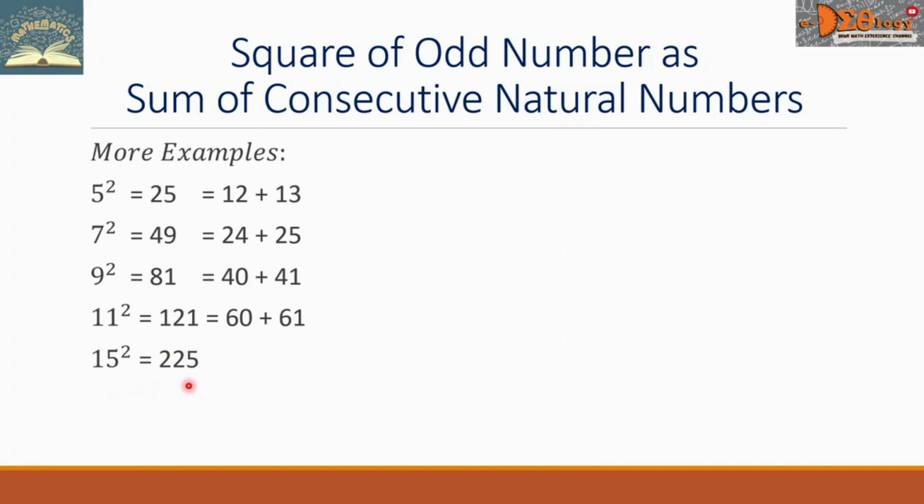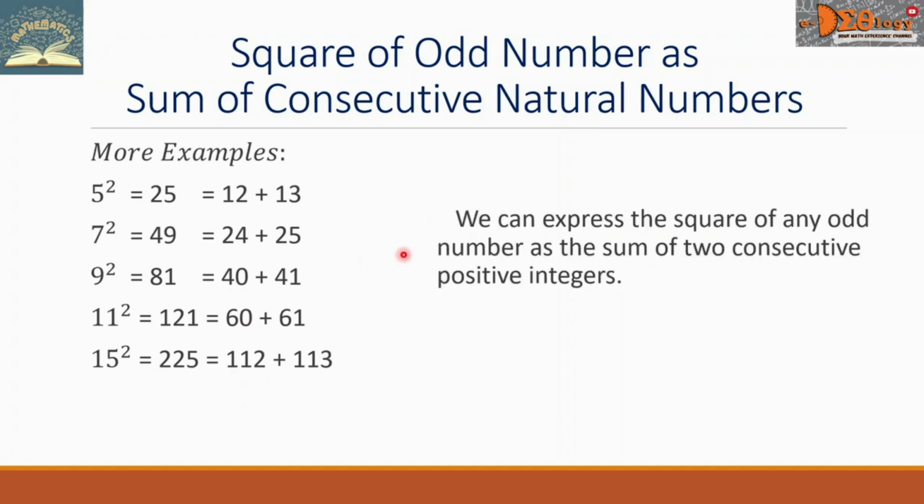15 square equals 225. So the two consecutive natural numbers, we do again the usual process. We divide 225 by 2 and the answer is 112.5. This 112 is the first integer plus the next integer 113. So the 225 is equal to 112 plus 113. With these examples, again we say that we can express the square of any odd number as the sum of two consecutive positive integers.